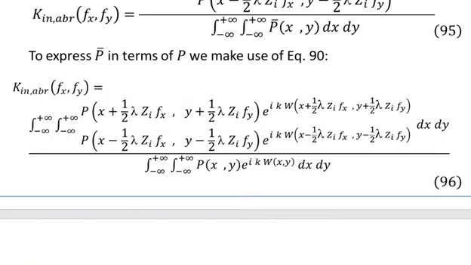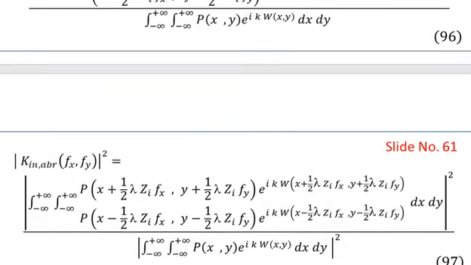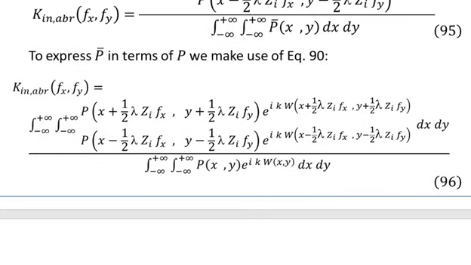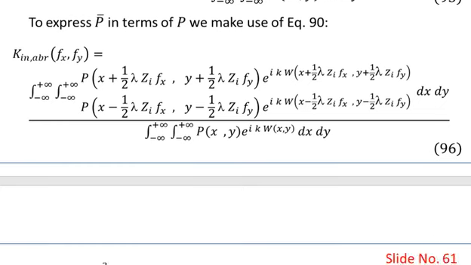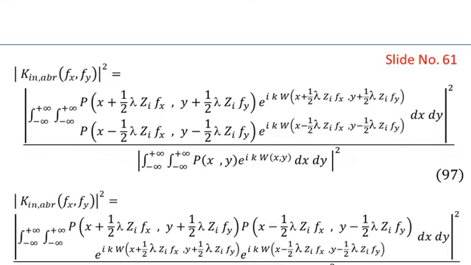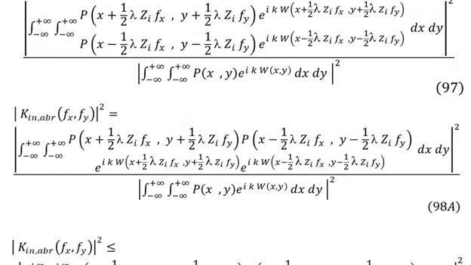Now our purpose is to simplify equation number 96 so we can get some useful results. For that, we are going to take the absolute value of both sides of equation number 96, and here we have shown the absolute value in equation number 97. And now we have to simplify this one. You see that in equation number 98a, we have separated the exponential parts and the pupil function parts.